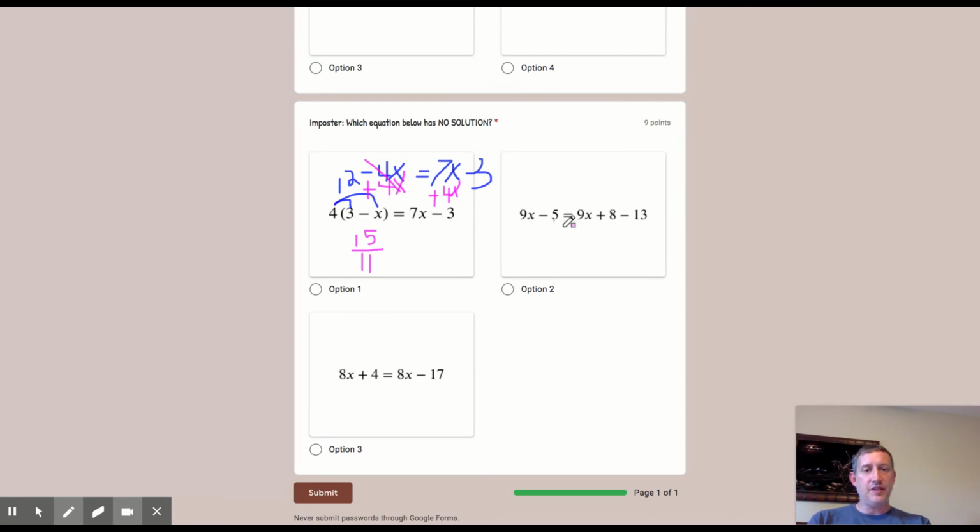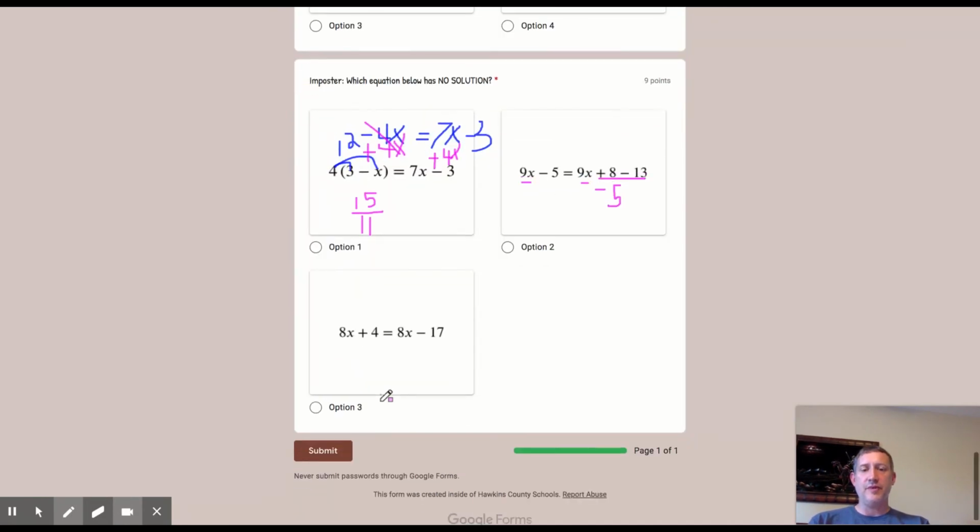All right, now this one here, when you simplify it, 8 minus 13 is actually -5. So look at that. We have the same thing on both sides. 9x minus 5 and 9x minus 5. So it's not that one. That's infinite solutions. So the third one's got to be the answer.